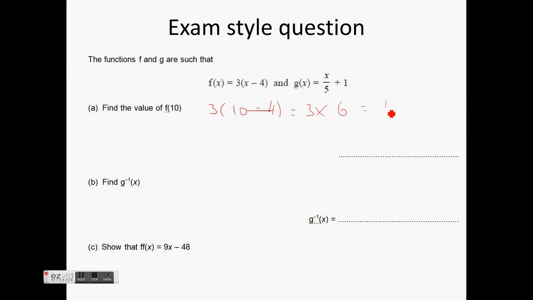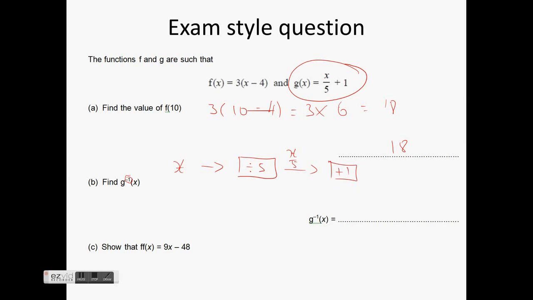Okay, the second one is find the inverse function of g. Because of that minus 1, I know it's an inverse function. So I'm looking at my g function now. I just prefer to find out how I got g of x and then from there work out the inverse. So to get g of x, I start with my unknown and I divide it by 5. So I get x over 5, and then I just need to add my 1. And that will get me x over 5 plus 1.